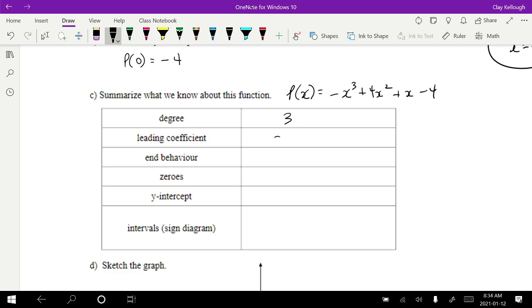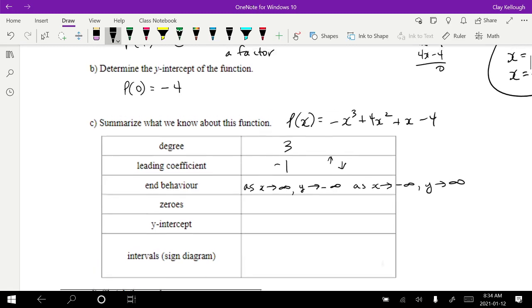Its leading coefficient's a -1, which tells me that because it's a cubic, it has one arm that goes up forever and one arm that goes down forever. And because the leading coefficient is -1, the left arm is going up and the right arm is going down. And that's basically the same thing as its end behavior. As x approaches infinity, y approaches -infinity, and as x approaches -infinity, y approaches +infinity.